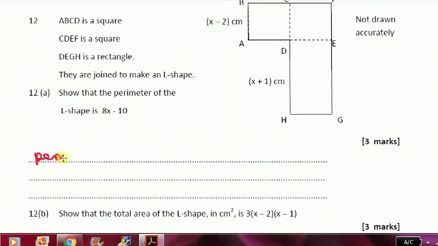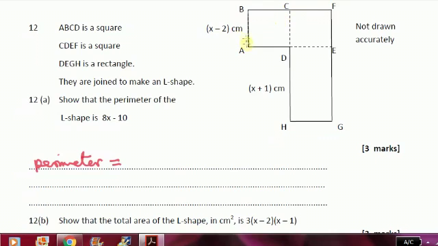So P for perimeter equals, let's see, how many of these x minus 2's are there? ABCD is a square, so x minus 2 on one side means it must be x minus 2 on the other side. And similarly, the next one is also a square, and we know one side is x minus 2, so every side is x minus 2.